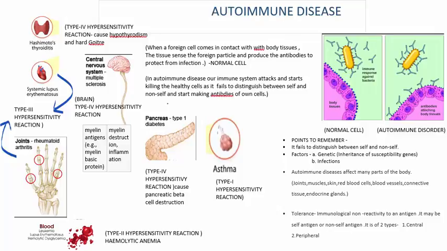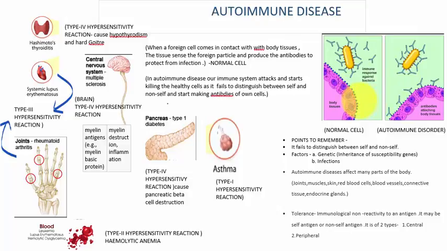Today we are going to discuss autoimmune disease. What does it mean? Auto means self, and immune disease means it is related to the immune system. We all know that our body's immune system protects us from disease and infection. But in autoimmune disease, our immune system mistakenly attacks and starts killing our healthy cells. So you can say it fails to distinguish between the self and the non-self cell and starts recognizing the non-self cell as a self cell.